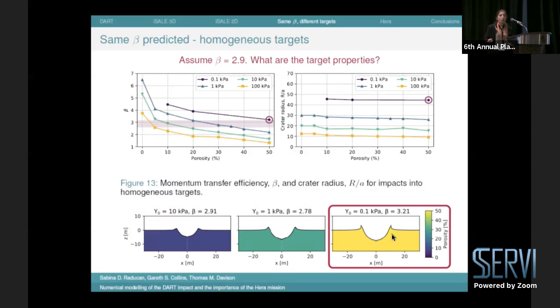However, these craters form different crater sizes. So if we know also the crater size and the beta value, we would potentially go and look at the simulations and pick the correct porosity cohesion configuration that produced that beta value. And that is if the target is homogeneous.